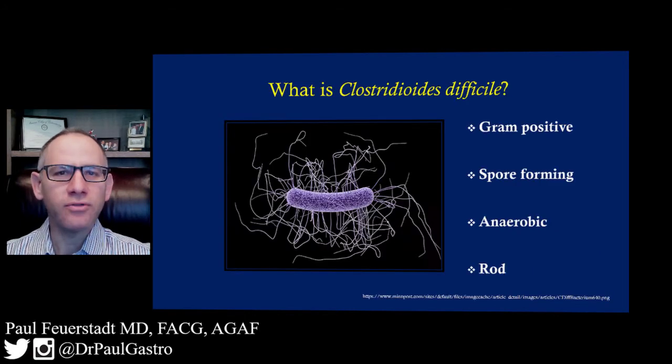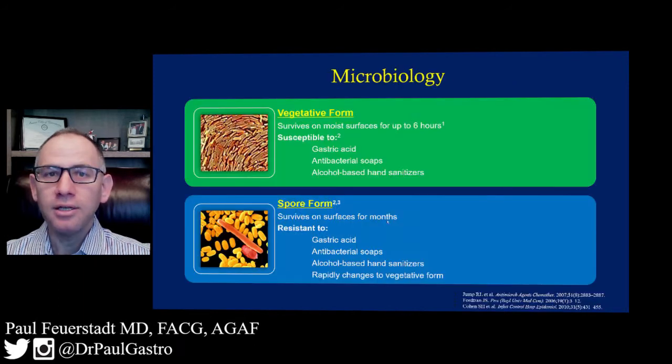During this segment, we're going to talk about a general introduction to Clostridioides difficile infection. So what is C. difficile? I'm going to take us back to our textbook years, and we remember that C. difficile is a gram-positive, spore-forming, anaerobic rod. And there are two main phases of C. difficile infection: the spore phase and the vegetative phase.